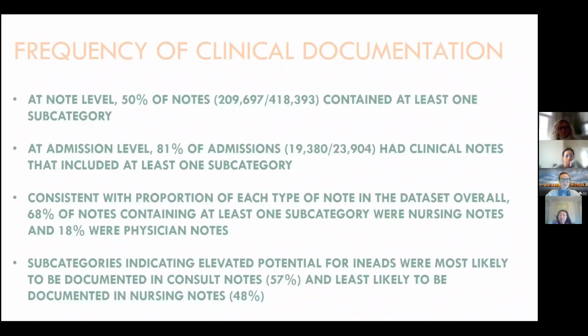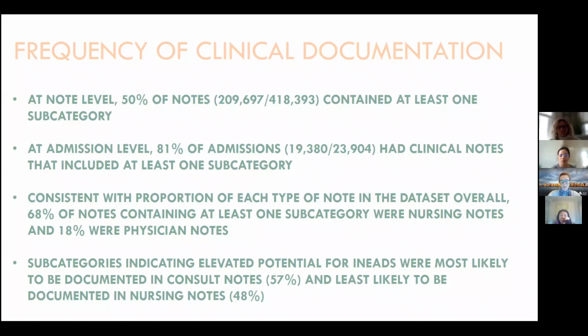So to answer some of our questions about the frequency of the clinical documentation and how often we are seeing all of these concepts come up in the notes. At the note level, overall, we saw that 50%, half of the notes, contained at least one subcategory. So the NLP algorithm was able to pick up these categories in about half of all of the notes that we reviewed. At the admission level, 81% of admissions had clinical notes that included at least one subcategory.